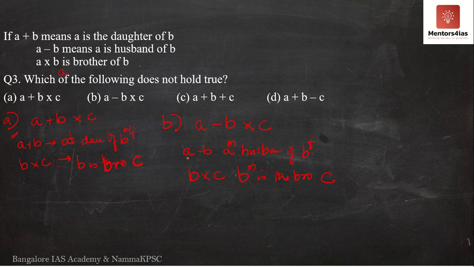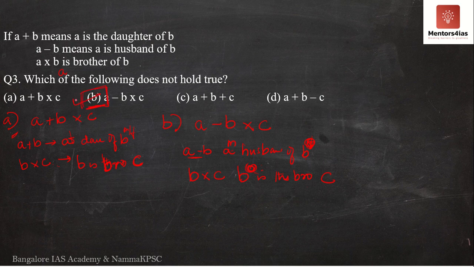See here, look at the first relationship between A and B. A is the husband of B, meaning A is a male, B is a female. Whereas B cross C says B is the brother of C. B is a male, whereas C's gender is not known. Now B is confused if he is a male or a female. Therefore, this particular option does not hold true.